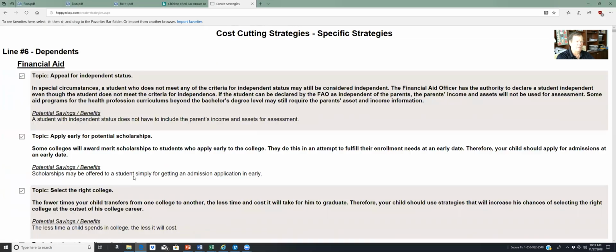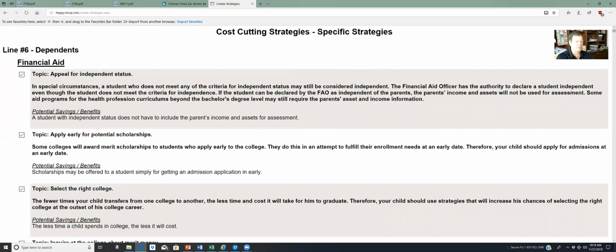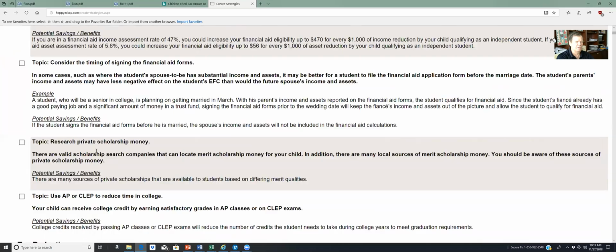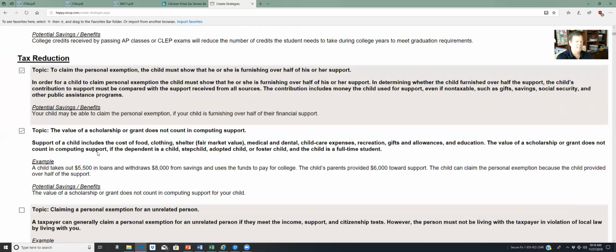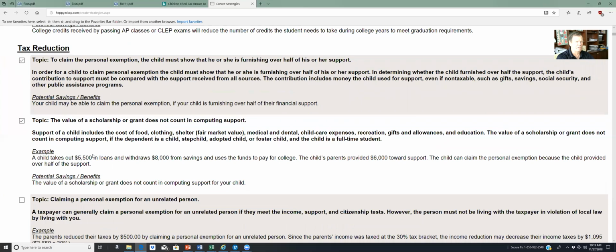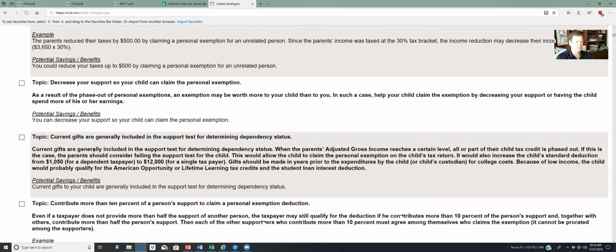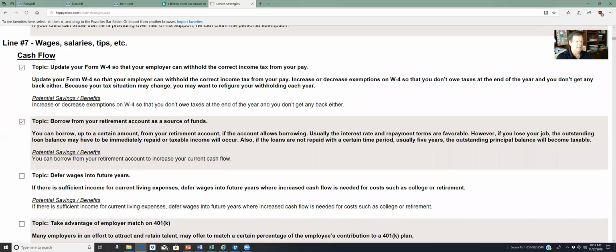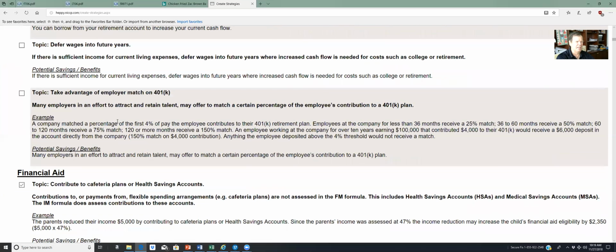Because on line 6, we said we had dependents, here are some financial aid strategies. You can increase their financial aid eligibility. Here are some tax reduction strategies. Now let's go to line 7. We check the box. We had wages. So here are cash flow strategies based on, you said that you had wages, or indicated that.